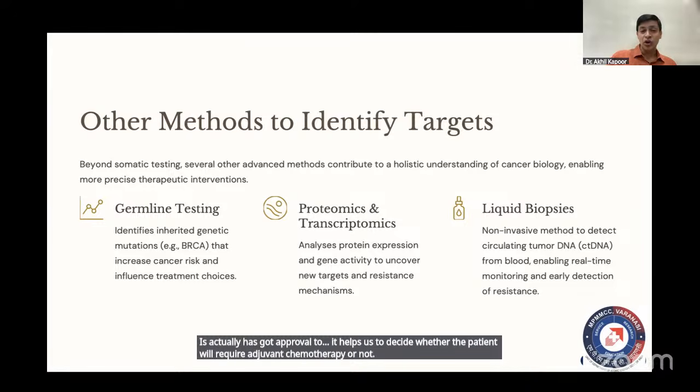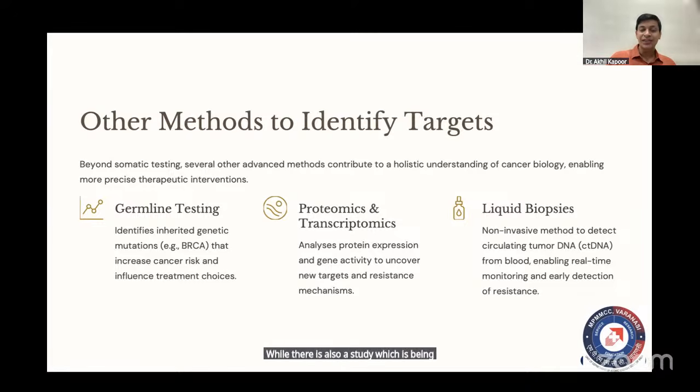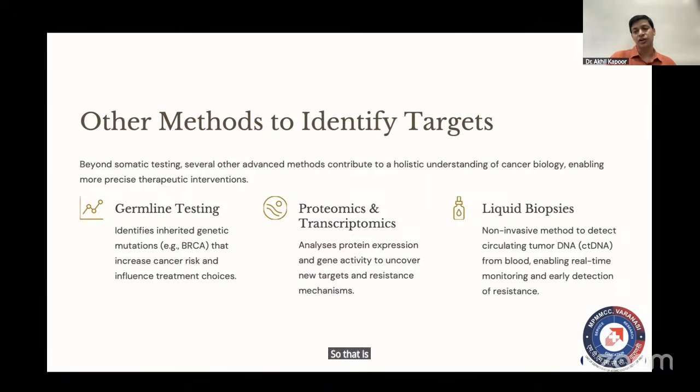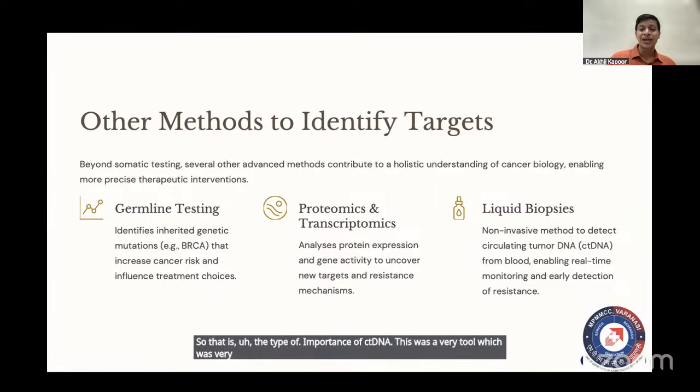While there is also a study being recruited at our center after completion of adjuvant chemotherapy, on whether there is any requirement of further intensification of the treatment based on ctDNA positivity or negativity. So that is the type of importance of ctDNA. This was a tool which was very sparingly utilized previously. Now we utilize it very, very regularly.